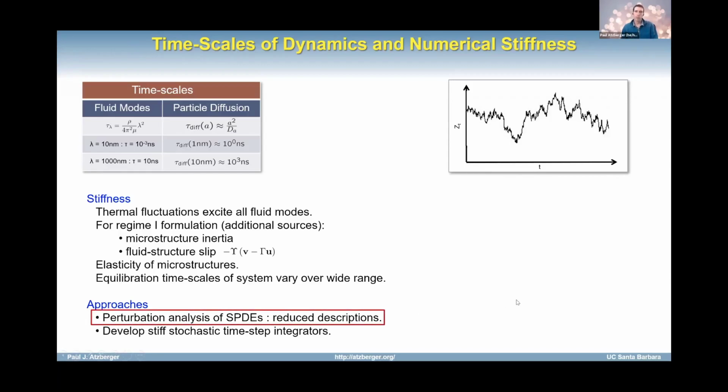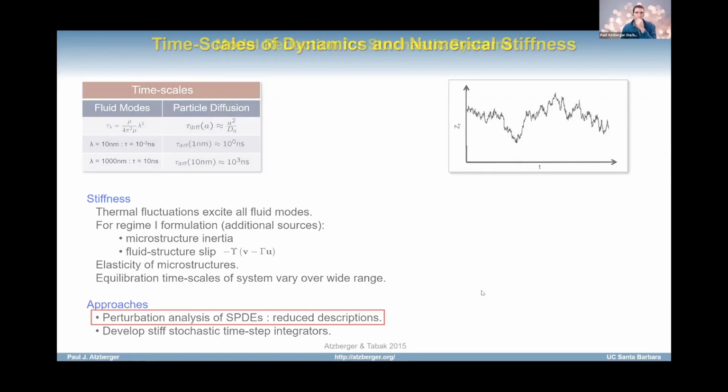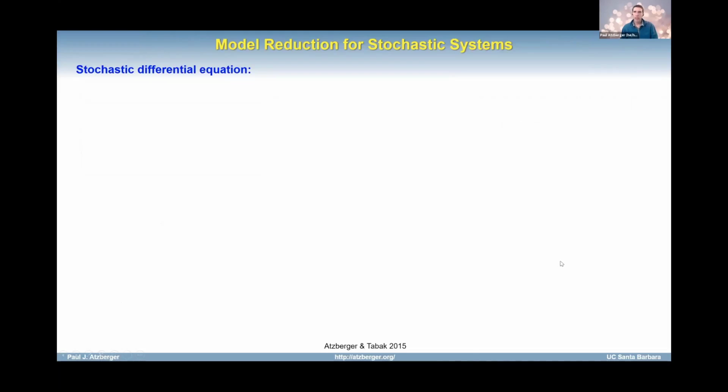And that works quite well to eliminate a lot of sources of stiffness. The approach that I'll talk about is how we can develop stochastic integrators that basically take into account the fact that the equations are stiff and under-resolve certain parts of the model. So I'll just start with the perturbation approach.